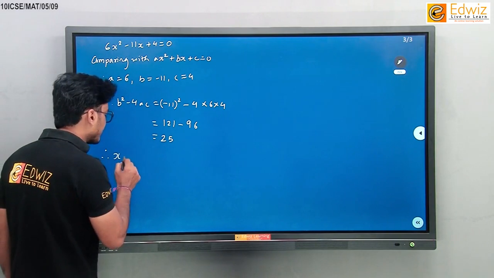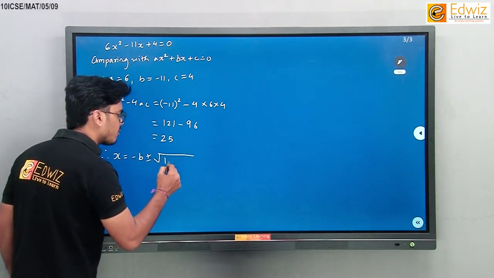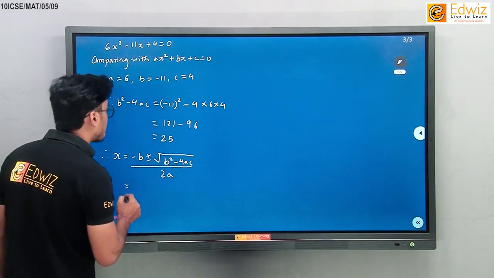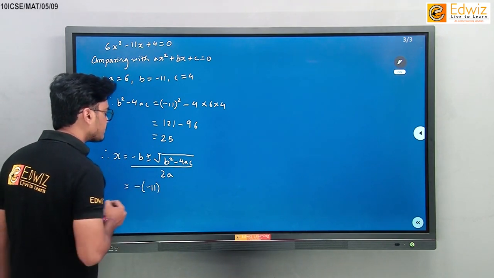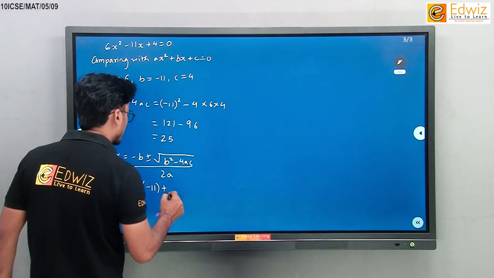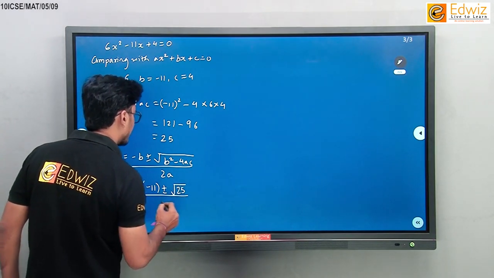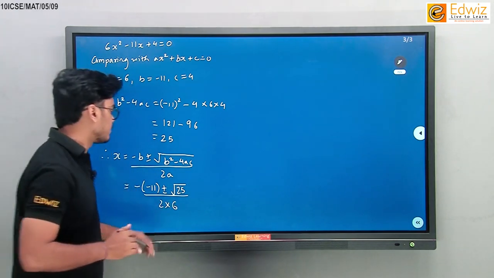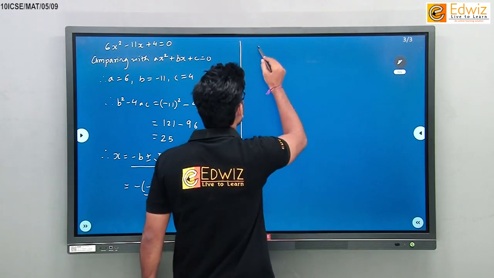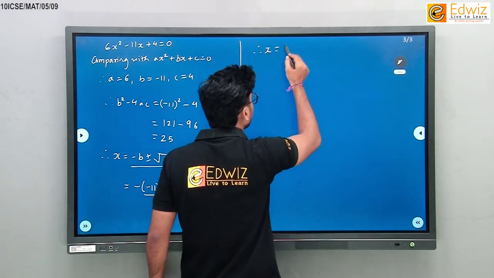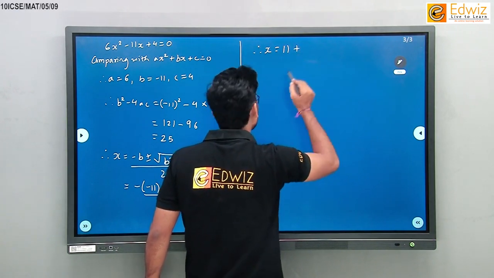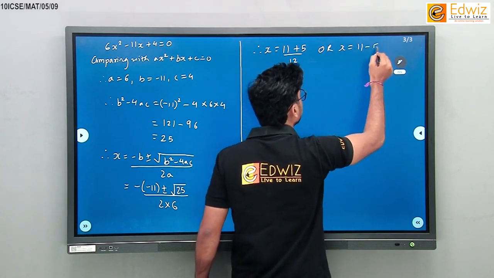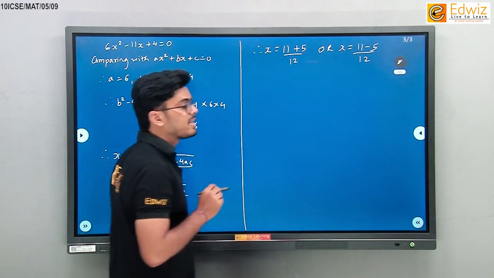Now let us solve for the value of x, which is (−b ± √(b² − 4ac)) upon 2a. Substitute the values here. Minus b is nothing but minus of minus 11, plus or minus square root of 25, divided by 2 multiplied by 6. Correct? a is 6. So the solution here will be x equals minus of minus 11, which is positive 11. Once we take plus 5 upon 12 and second time we get minus 5 upon 12. Square root of 25 is 5.